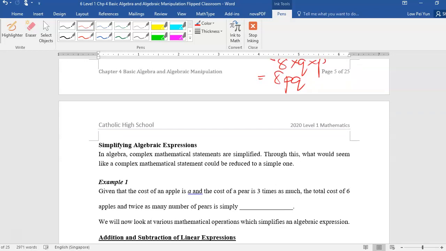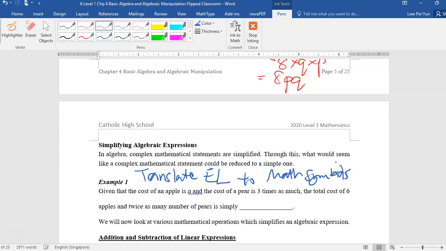Simplifying algebraic expressions. In algebra, complex mathematical statements are simplified. Through this, what would seem like a complex mathematical statement could be reduced to a simple one. Yes, now we are going to do simplification. But before that, we are going to do translation. Translate English language to math symbols.